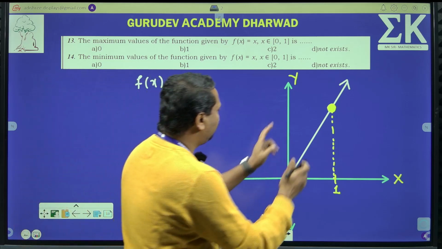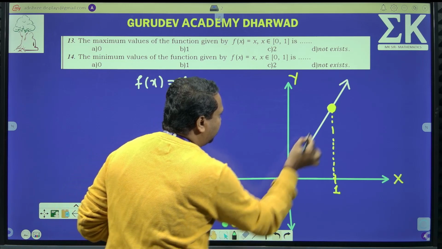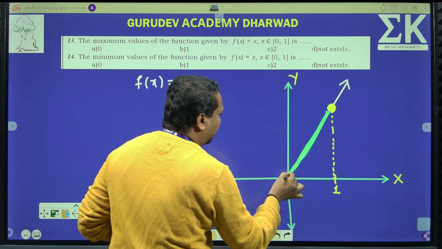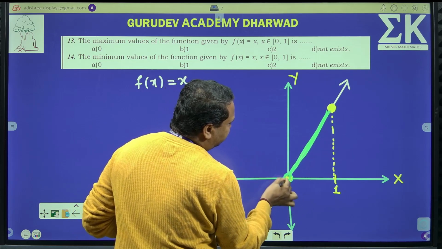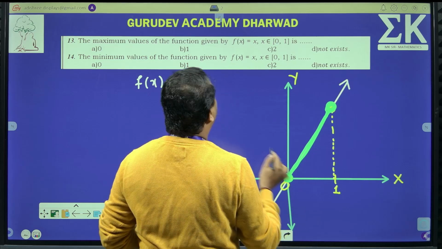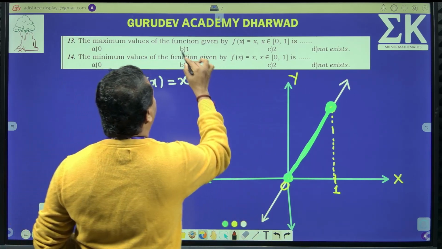See, you need to observe only 0 to 1. You are just taking care of only 0 to 1. Only this portion is important for me. In this interval, what is the minimum value of this function? 0. What is the maximum value of this function? 1. Clear? Therefore, what is the answer? The maximum value is 1.